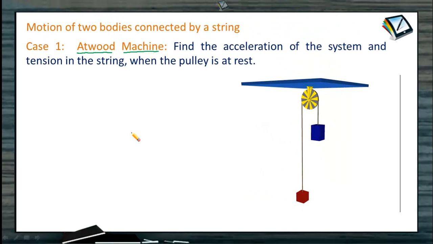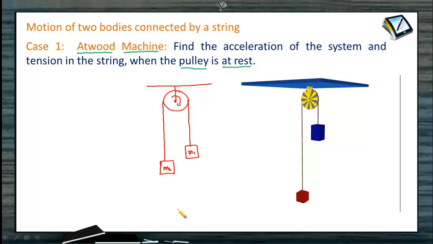Let us analyze, when the pulley is at rest, how the two bodies are going to move. Let us consider this is the rigid support, this is a pulley which is at rest. Only rotation is possible. Here we have attached one mass, suppose I call it m1, and here we have another mass. Let me call this mass m2. Here m1 is greater than m2. So therefore this body is going to come down and this body is going to move up.